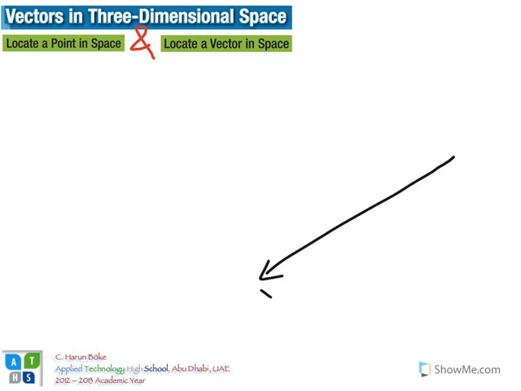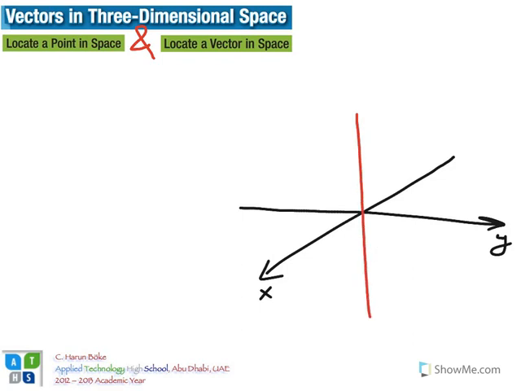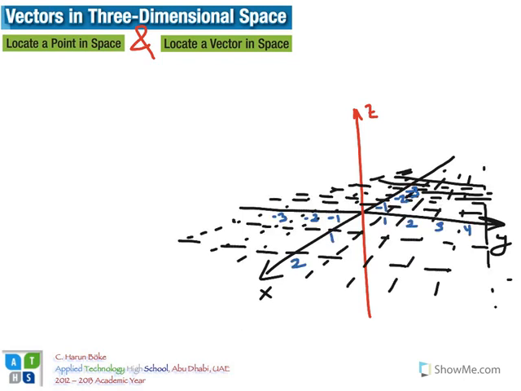So this is my x, this is my y, and our new dimension is z. Now, if you understand the xy plane like this and plot your points first on the xy plane, then it will be much easier for you to locate the point. Let's see an example.